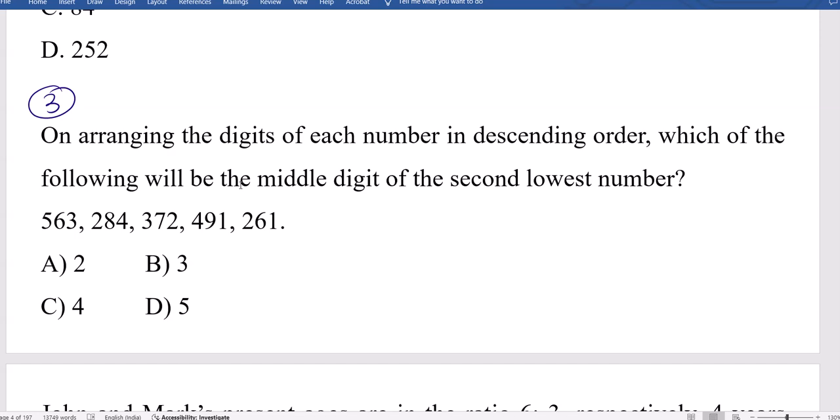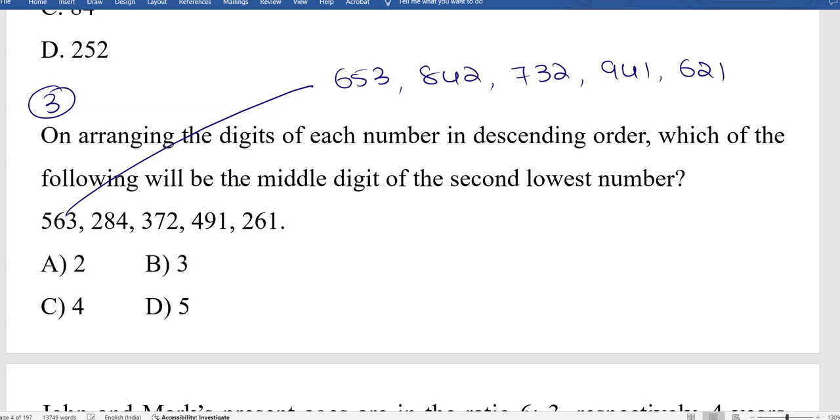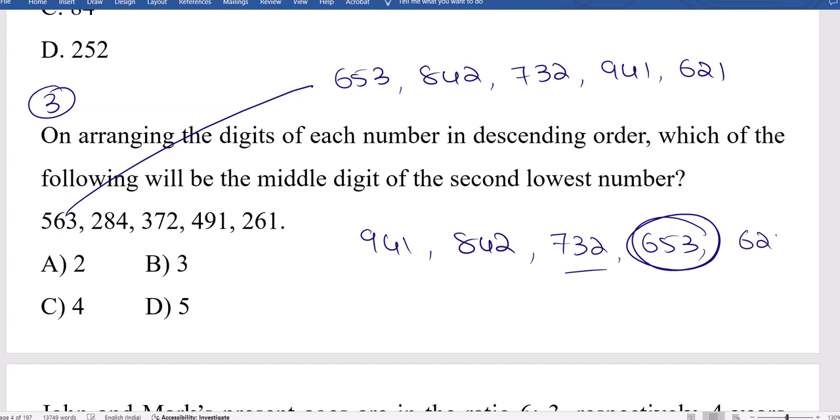Every number you put in descending order means the first number will become, 563 should be 653, then 842, 732, 941, 621. Now, 941 is the first number. Then we have 842, 732, 653, 621, fine. But the second lowest number is 653. They're asking the middle digit, so the answer is 5. Second lowest number, clearly the middle digit of the second lowest number.